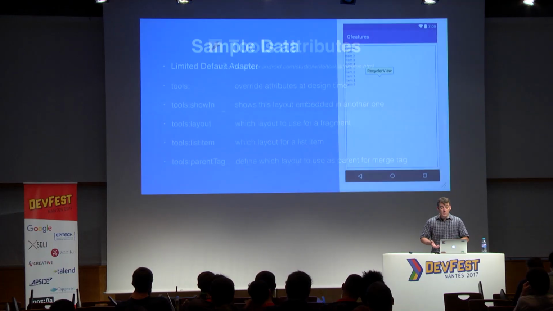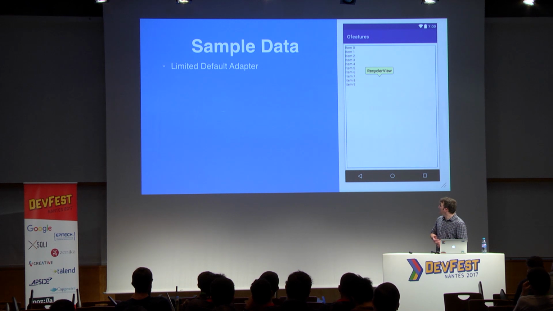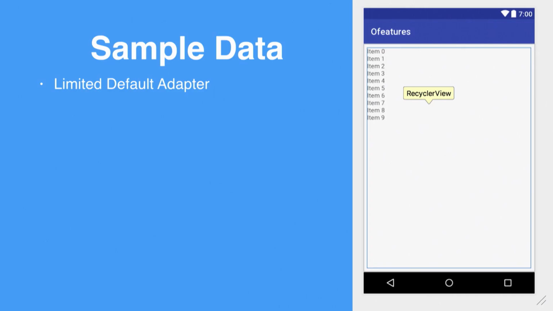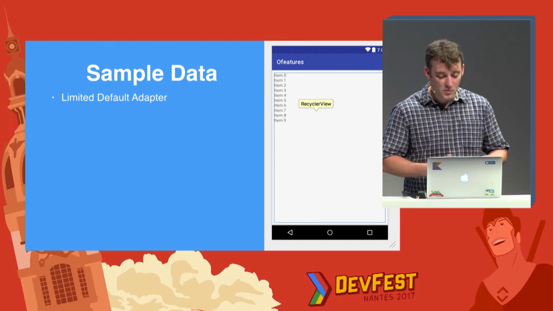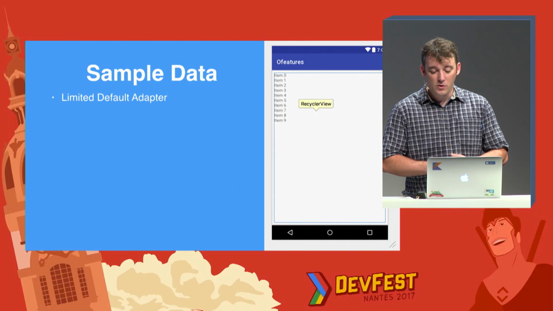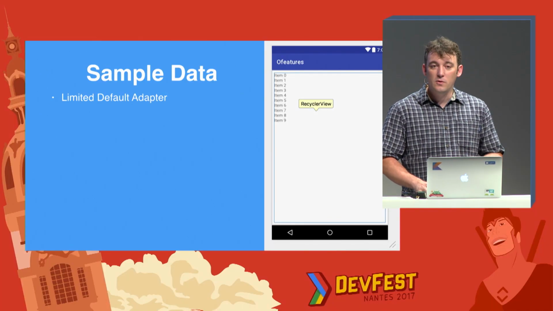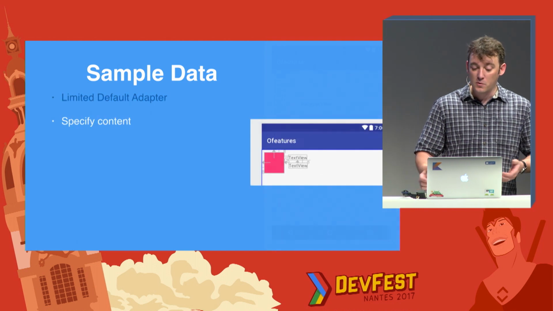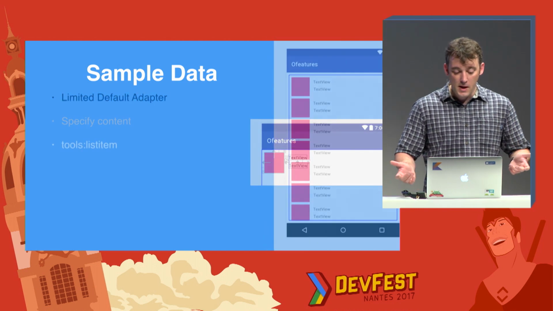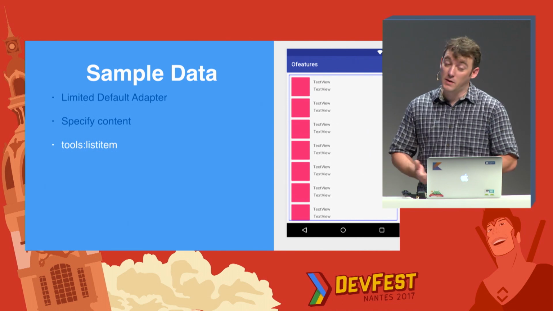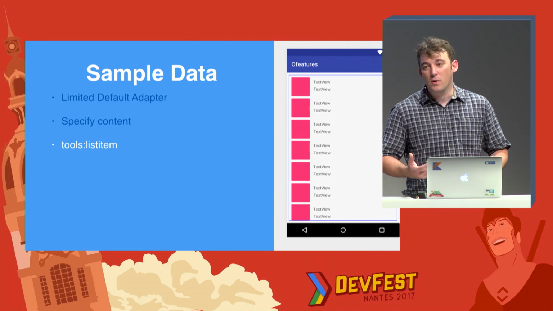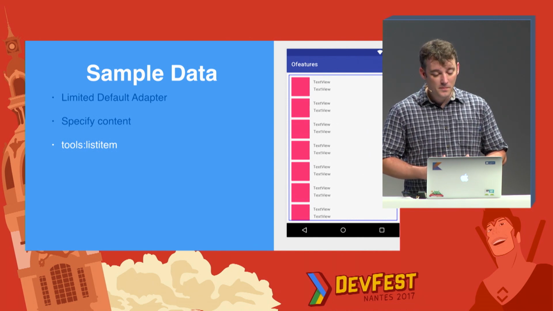So if we start with a recycler view like that, that's what you see by default. We have a random default adapter that is not great, right? It just shows you those nine or ten elements and is not doing much. By using tools:listitem, you can specify the content, and everything looks much nicer. You can imagine in a more complex UI that gives you a much better feel.